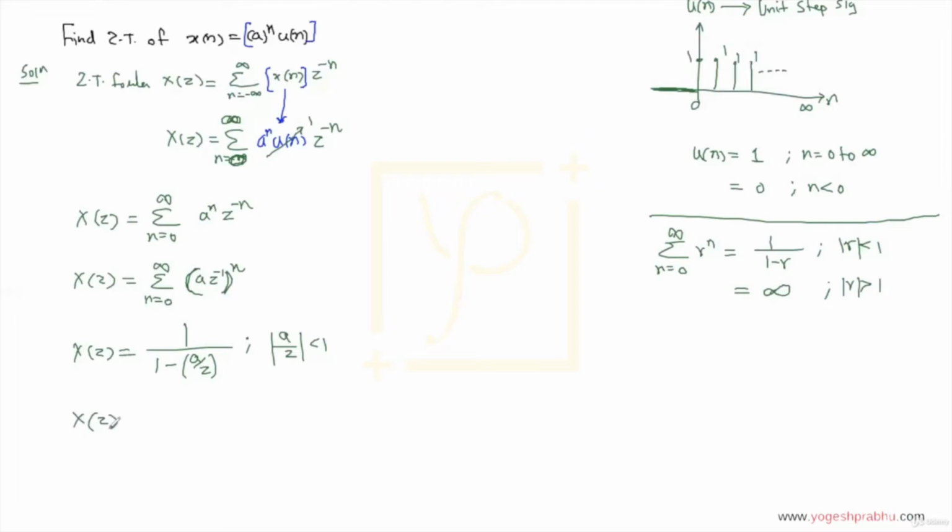This is going to be X of z is equal to 1 upon... let us cross multiply. This is z minus a upon z, and this will become mod a. I'll cross multiply z on this side, less than mod z. And then this is X of z is going to be z upon z minus a, with the condition that mod a less than mod z. I'm just flipping this, so mod a less than mod z simply means mod z has to be greater than mod a, right? And this is your final answer.